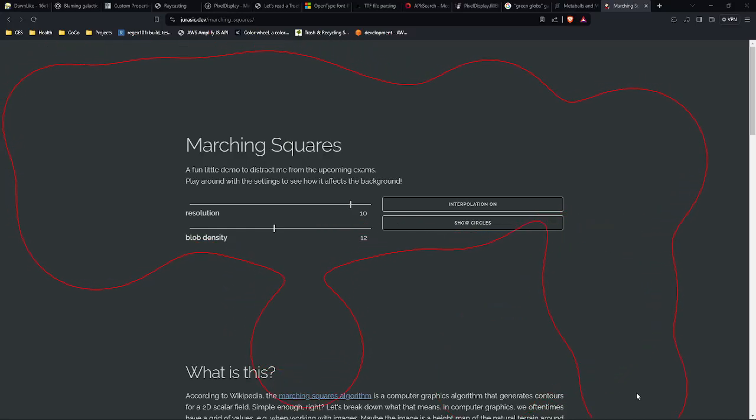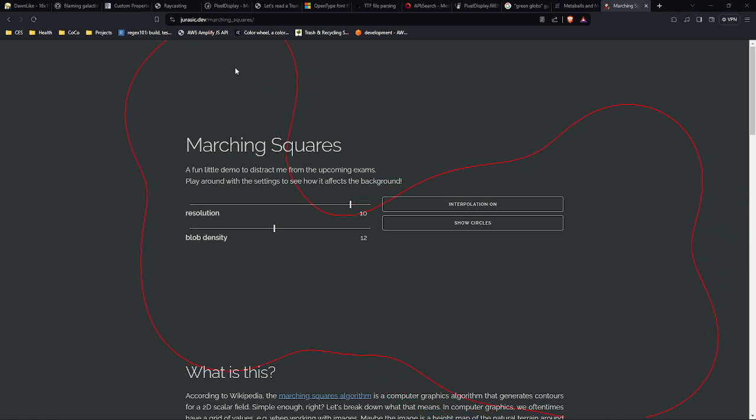Hey there. So, I want to spend some time today talking about my own experience implementing the Marching Squares algorithm. I actually implemented this once in the past in C Sharp, and then my hard drive crashed, and I forgot the name of the algorithm and just kind of lost it. And I stumbled across it recently.